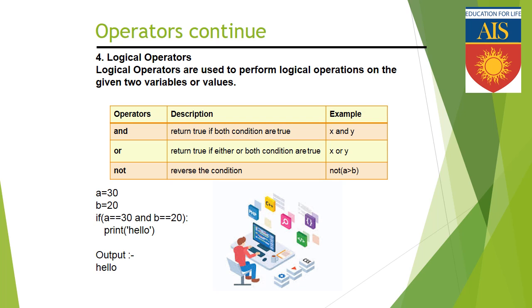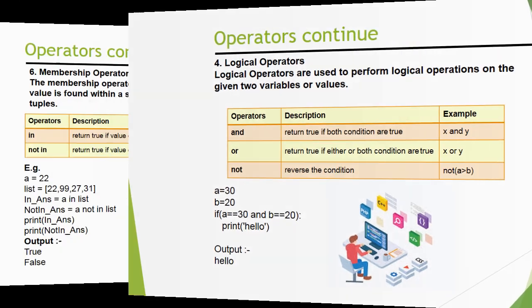See one example: A equals 30, B equals 20. The condition is: if A double equals 30, that means if A's value matches 30, and B double equals 20, that means if B matches 20, then print hello. So the output will be hello.